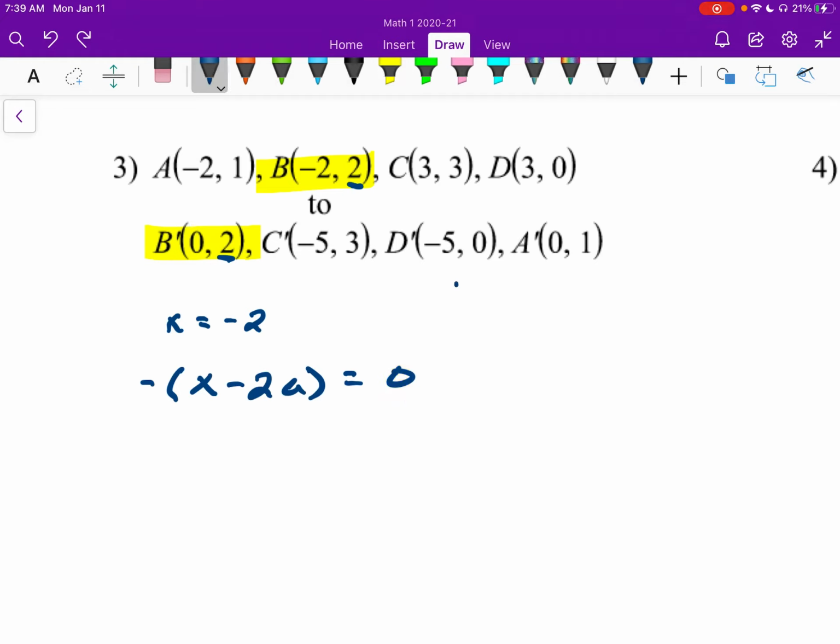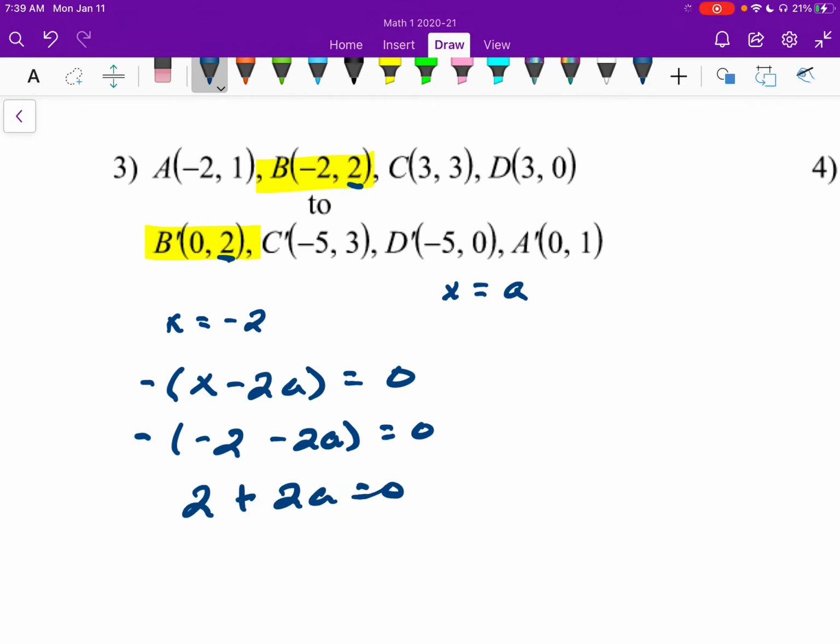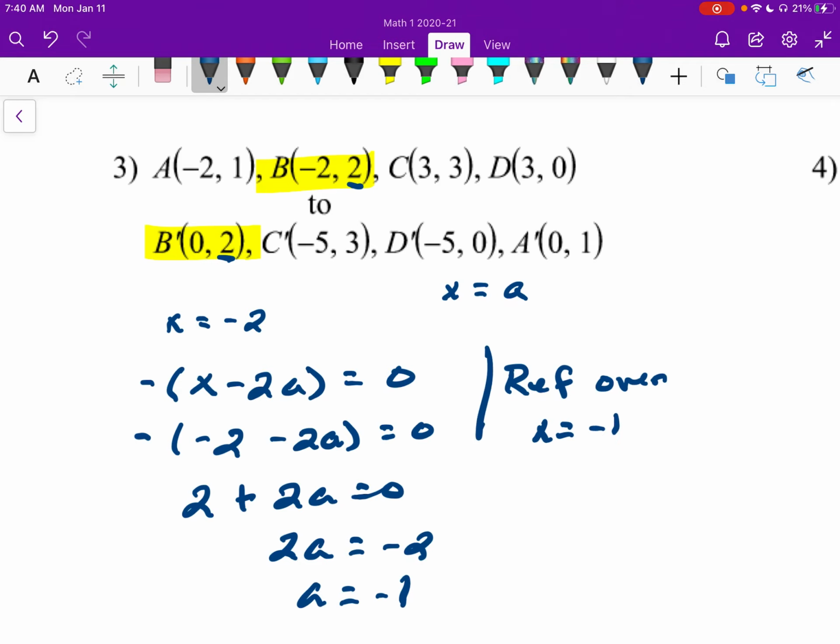And this is telling me that there's some line x equals a that we're flipping over, and I need to plug in and solve to figure out what it is. So I'll plug in -2 minus 2a is 0. I'll distribute my negatives and I get 2 plus 2a is 0. So 2a is -2 and a is -1. So I'm reflecting over x equals -1.